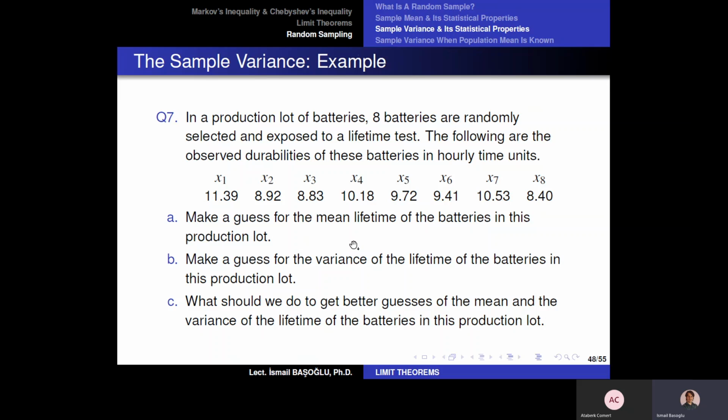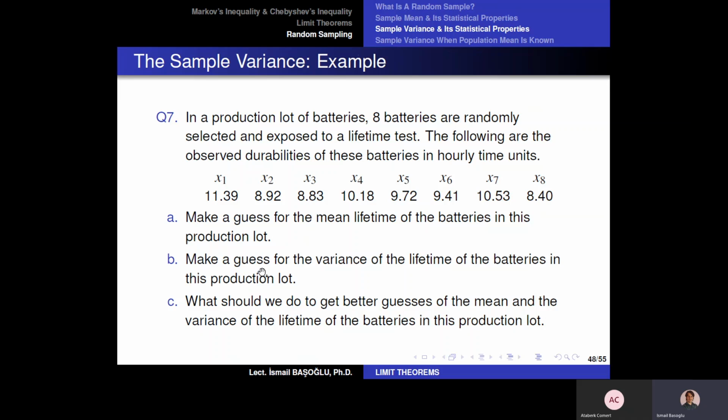It says, make a guess for the mean lifetime of the batteries in this production lot. So it says, make a guess about the true average of the batteries. What can we do? We can take the average of the sample observations, the sample mean, and the sample mean would be an accurate, unbiased estimate for the parent population mean.